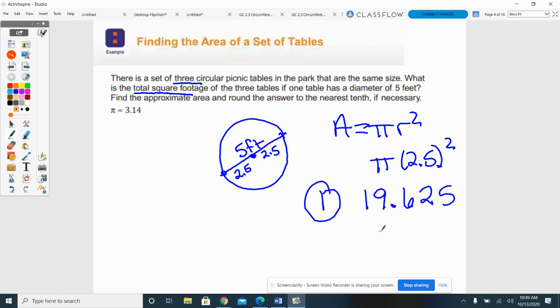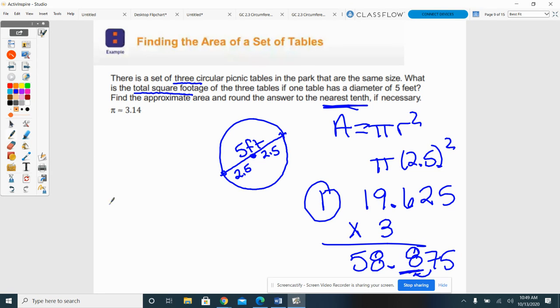That's for one. How many do I have? 3. So I'm going to go ahead and take that times 3, and I get 58.875. But I'm supposed to be rounding to the nearest tenth, which is one decimal. The 7 is big. It will turn the 8 into a 9. And I get 58.9 square feet, or feet squared, because we're talking about area.